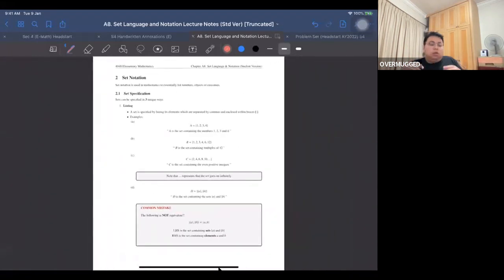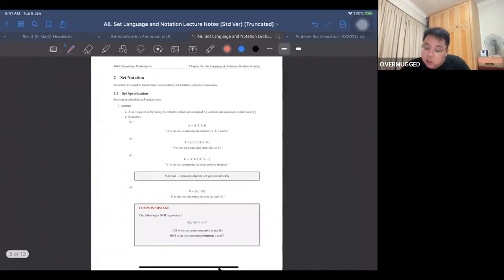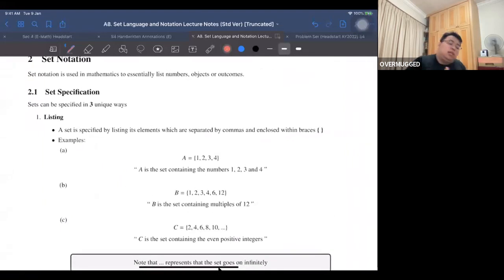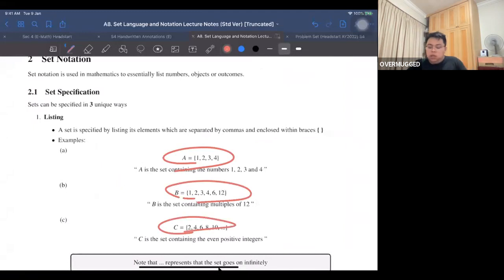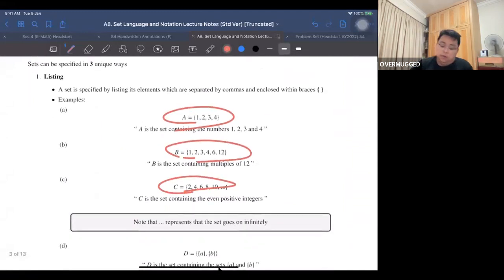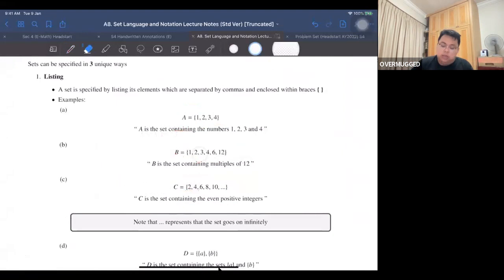So first one is called a listing. So it's literally what I have been doing just now. I list out every single element in my set. So for example, let's look at A. A is the set containing elements 1, 2, 3, 4. If you look at B, B is the set containing elements 1, 2, 3, 4, 6, and 12. Same thing for C. C is the set containing the even positive integers. So this is a set, and we call this a listing.